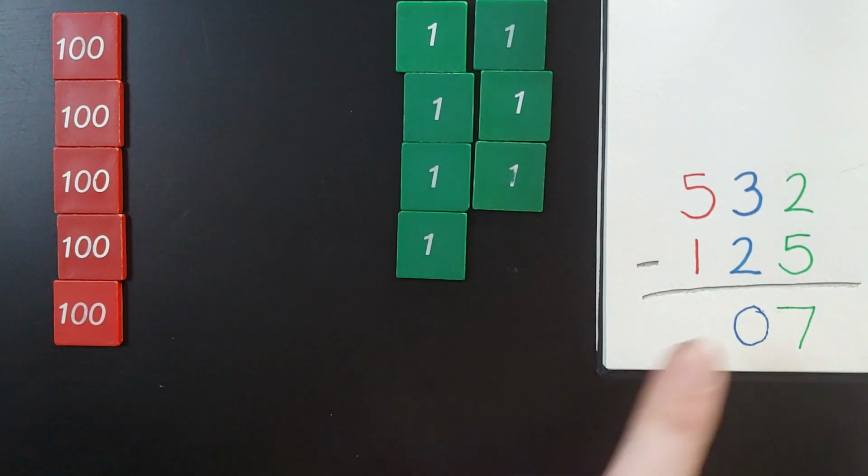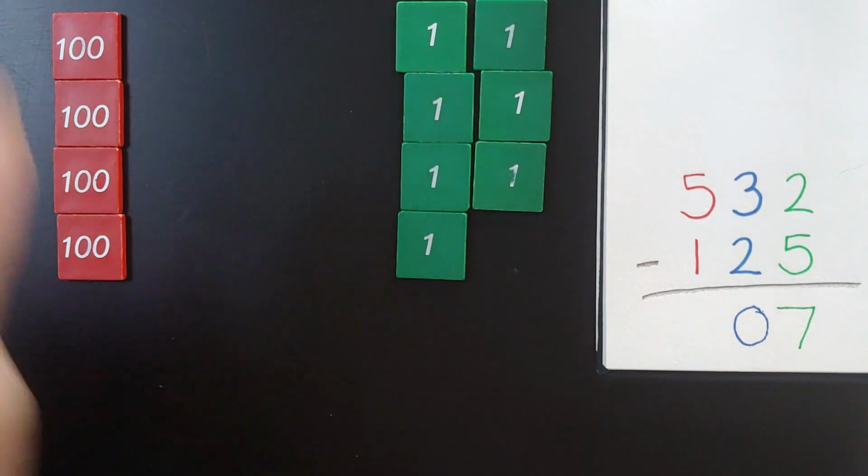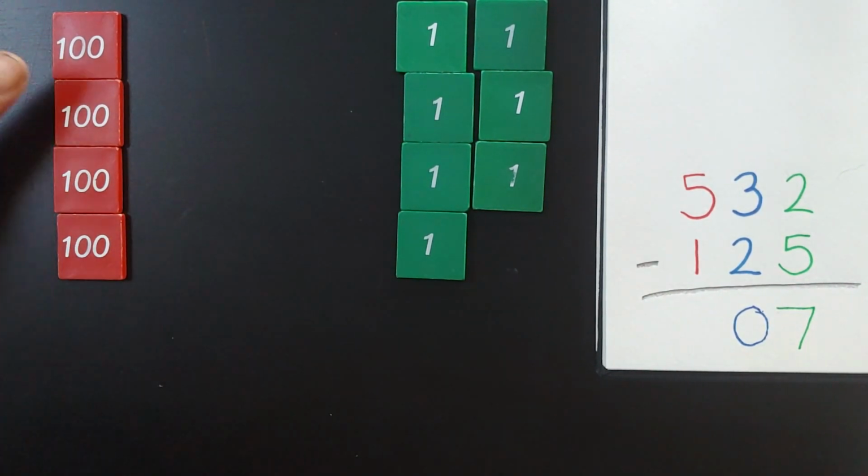Let's move on to our hundreds. We have 5. Our question asks us to take away 1, which means we have 4 hundreds left. 1, 2, 3, 4 hundreds.